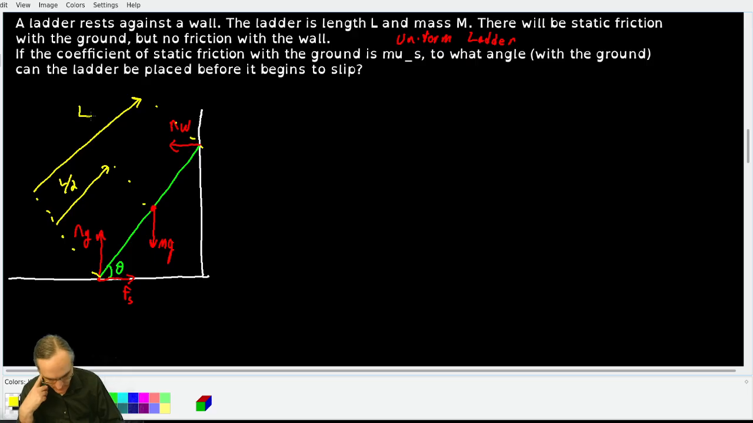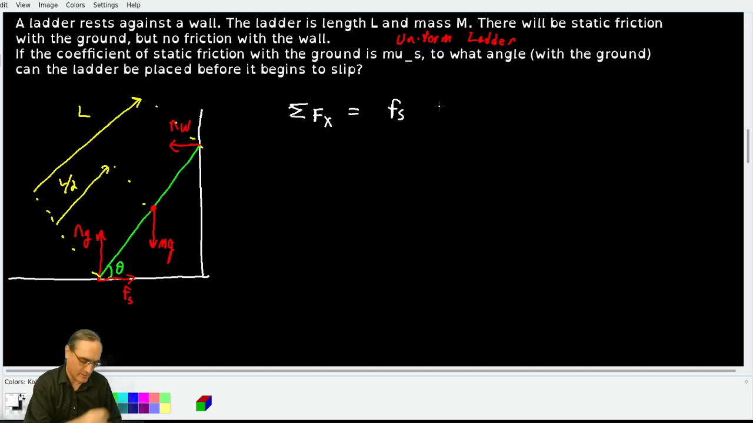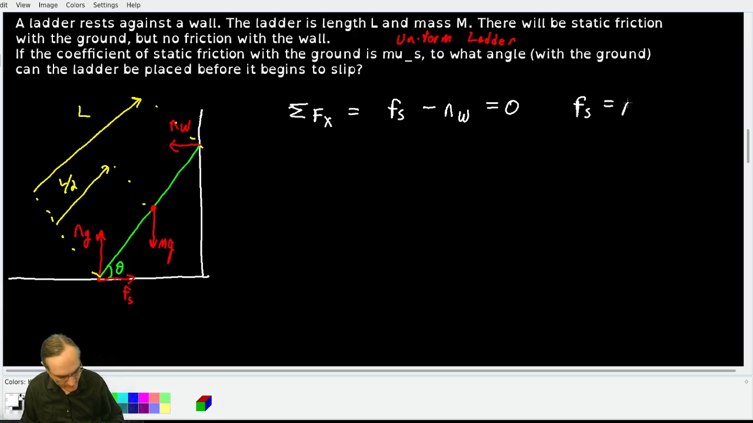Okay, so those are all of our forces. We'll use them to generate the sum of forces and the sum of torques. So sum of forces along X. Well, we've got Fs going towards the right. We have the normal with the wall going towards the left, and it's all equal to 0. So that means the static friction force must be equal in size to the normal force with the wall. We'll come back to that.